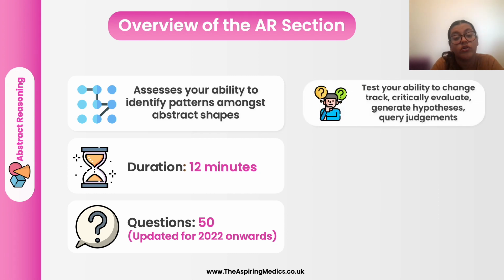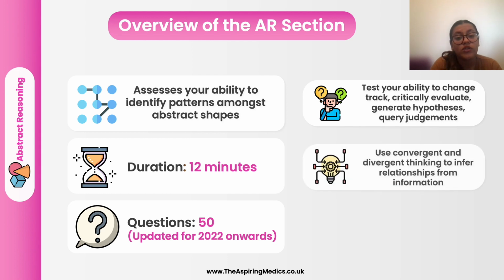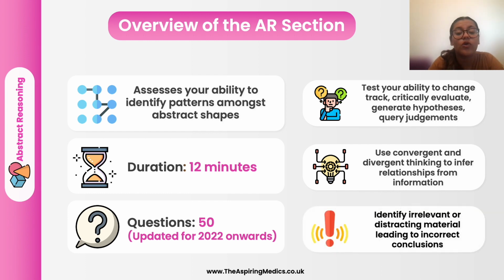What kind of skills does this section test you on? First of all, it tests your ability to change track, to critically evaluate information, especially visual information, to generate hypotheses about what the pattern is, what the similarities are, what the differences are, and so on, and to query judgments. It also assesses your ability to use both convergent and divergent thinking to infer relationships from visual information. So that is identifying both similarities and differences between objects. And lastly, it also assesses your ability to identify irrelevant and distracting information, which could possibly lead to incorrect conclusions.